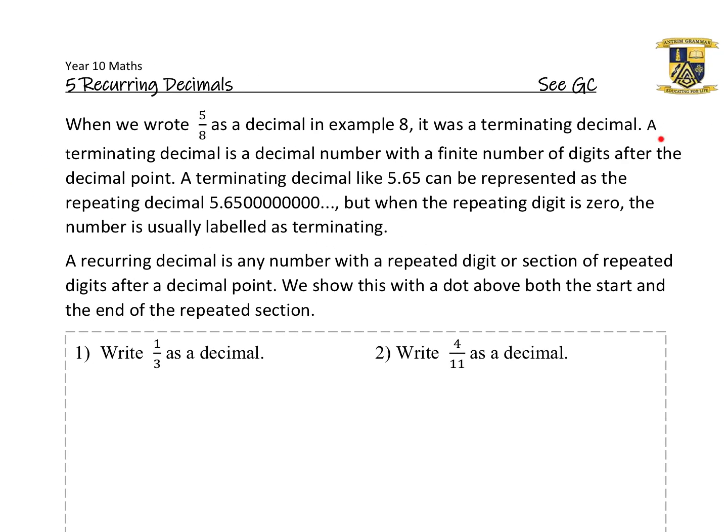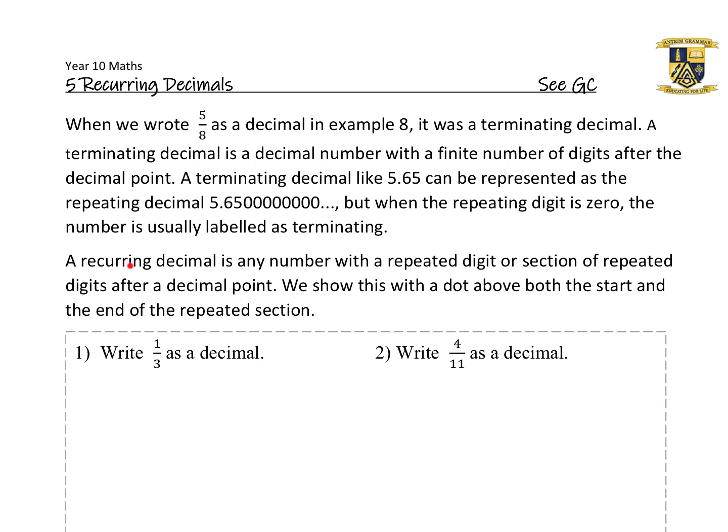So the definition is, a terminating decimal is a decimal number with a finite number of digits after the decimal point. A terminating decimal like 5.65 can be represented as the repeating decimal 5.650000 and so on. But when the repeating digit is 0, the number is usually labelled as terminating.